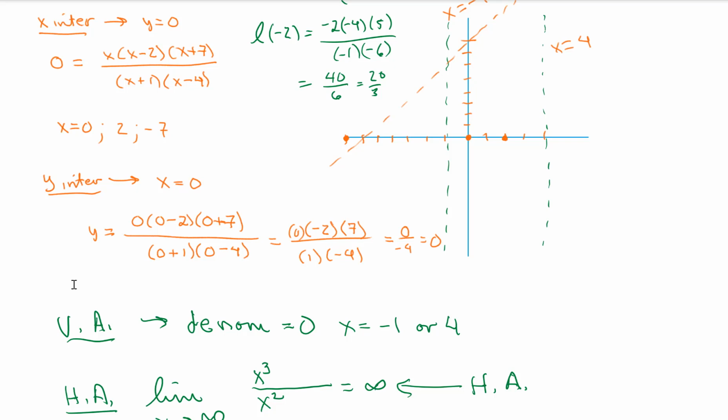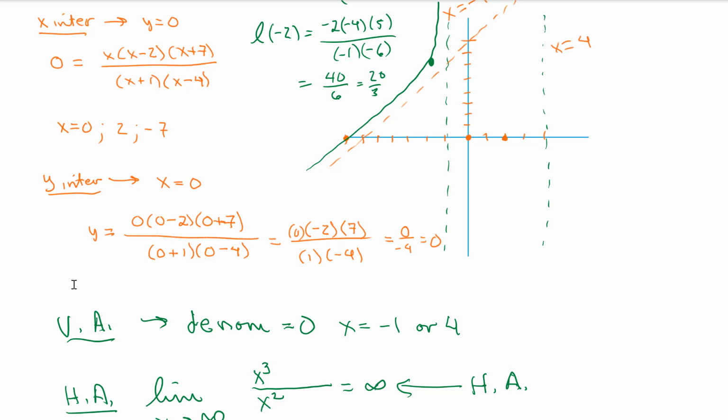Okay, 20 over 3 is going to be a y value that's pretty big. That's almost 7. So at negative 2, my y value is going to be up here around 7. Oh, well, that's going to be something like this. So on this leftmost portion, it looks like my graph's going to go something like this.